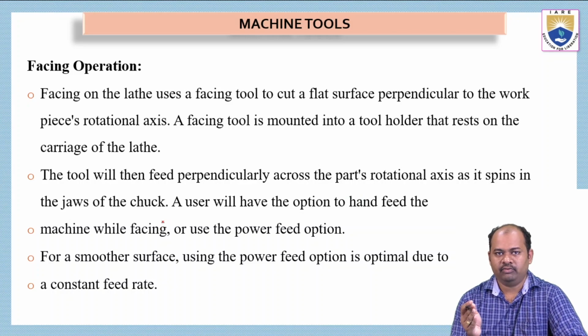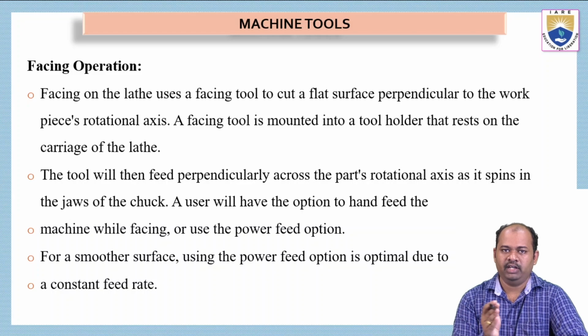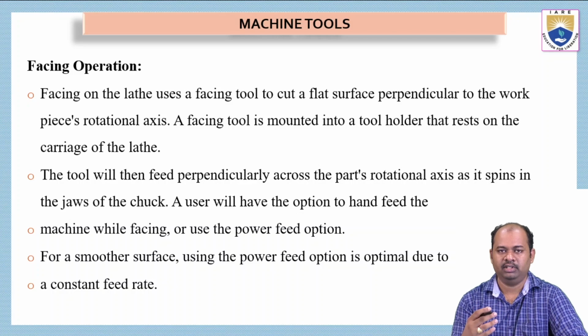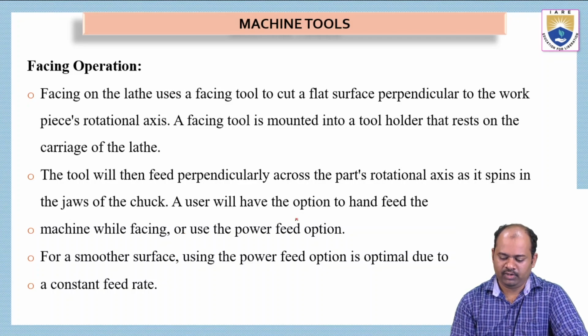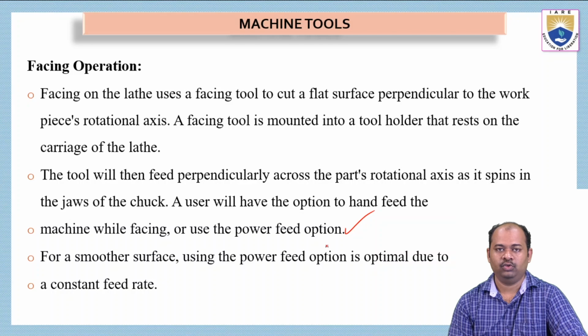So the tool will advance in the feed direction, and after that it will keep on rotating. The tool will keep on removing the material from the workpiece, and after that we have to give depth. That means we have to advance the tool into the workpiece center so that it will remove more material. A user will have the options to hand feed the machine while facing, or use the power feed option. So while giving the depth of cut, there are two options.